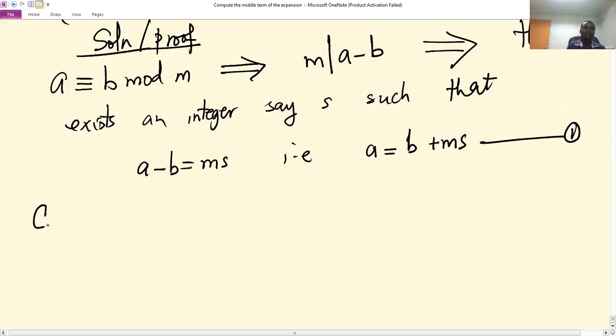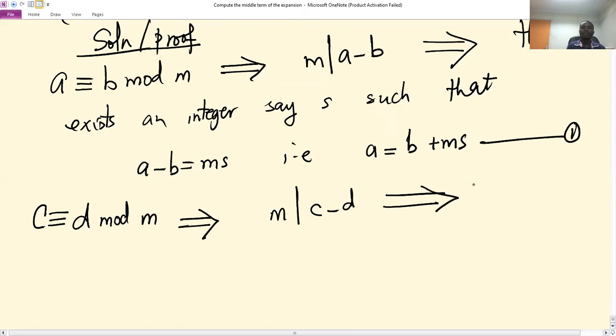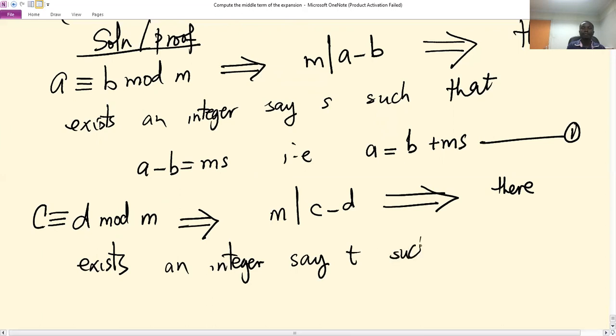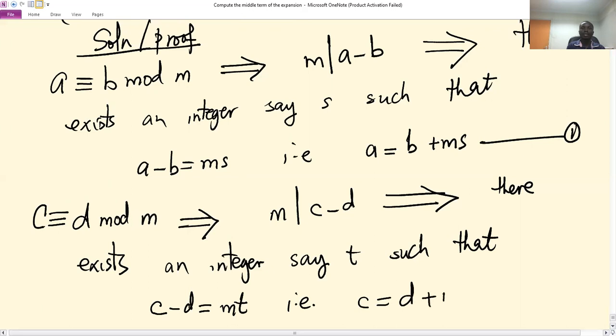And then C is congruent to D modulo M implies that M divides C minus D, which also from the definition of the divide operation, there exists an integer, say T, such that C minus D equals MT, which has the same meaning as C equals D plus MT. Call this one equation 2.